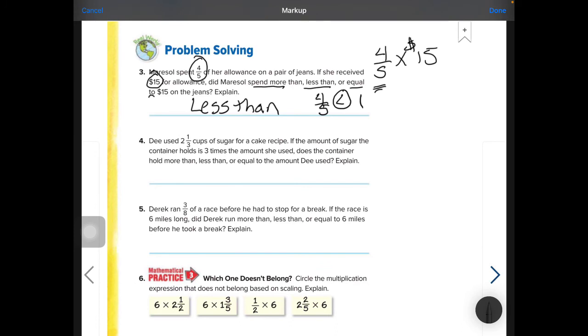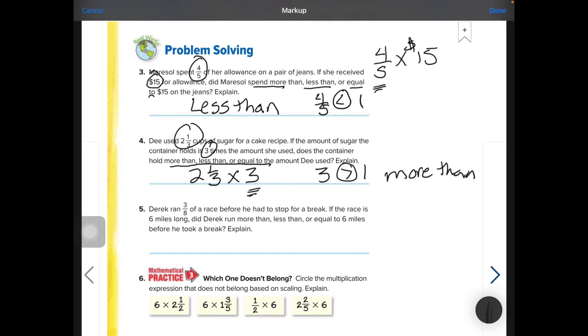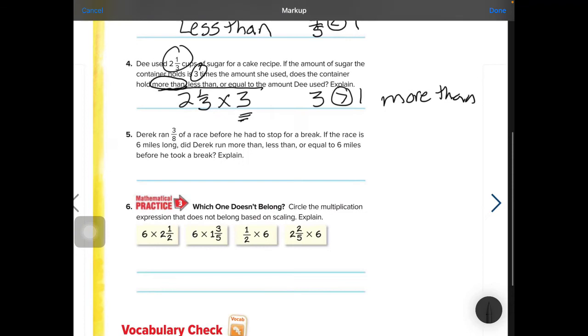D used 2 1/3 cups of sugar for the cake recipe. If the amount of sugar the container holds is 3 times the amount she used, does the container hold more than, less than, or equal to? So 2 1/3 times 3. Looking at this number, is that greater than, less than, or equal to 1? You're right, it's greater than. So we're going to say 3 is greater than 1. And then we're going to say that it's more than. Get the right terminology here.